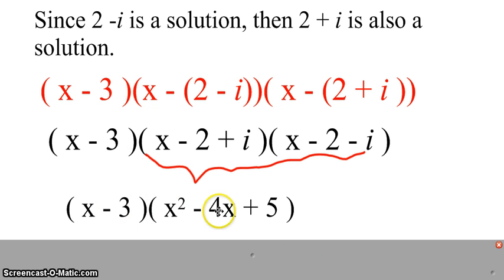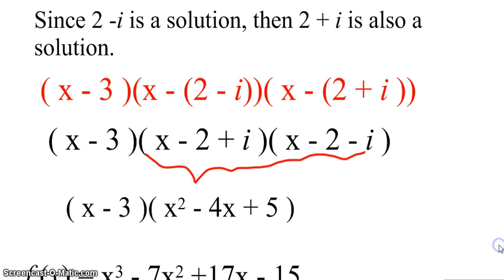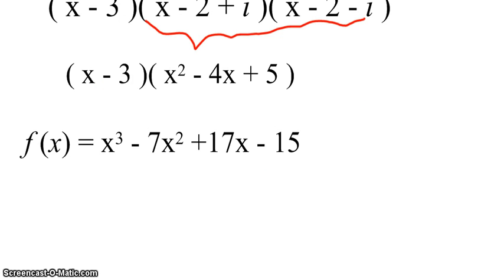distribute, or you could do the box method. We get the function x cubed minus 7x squared plus 17x minus 15. Let me scroll up a bit.